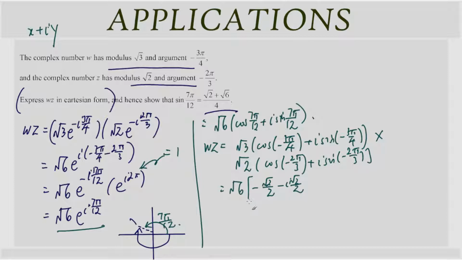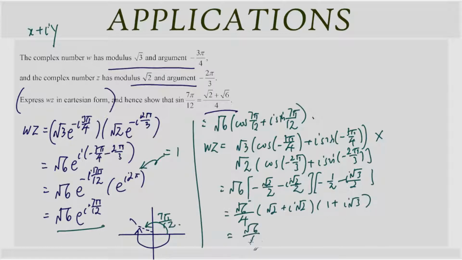Negative for the third quadrant of sine. And negative 2 pi over 3 is also in the third quadrant, so we have negative half minus i times root 3 over 2. Right, so we take out all the halves, which is root 6 over half times half, that's a quarter. Take out all the negatives, so it's all positive, so we have root 2 plus i root 2 times 1 plus i root 3. And this gives you root 6 over 4 times root 2 minus root 6, right?